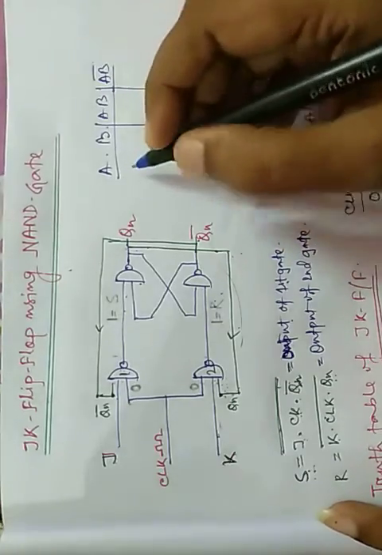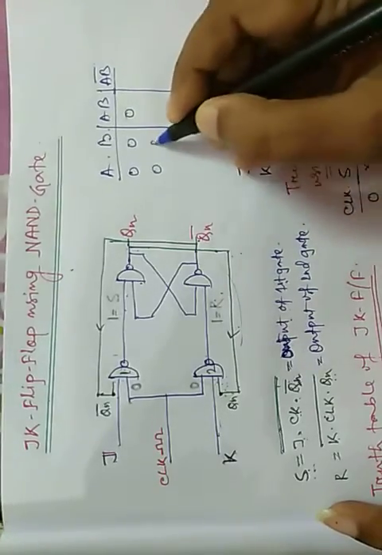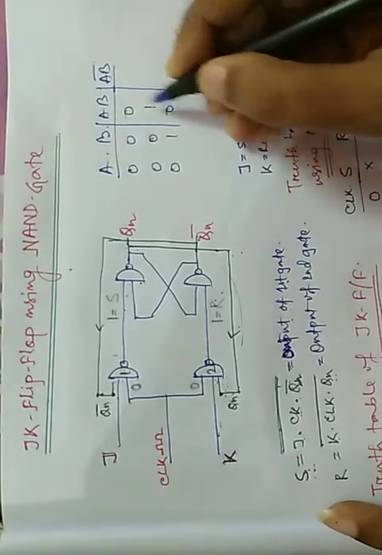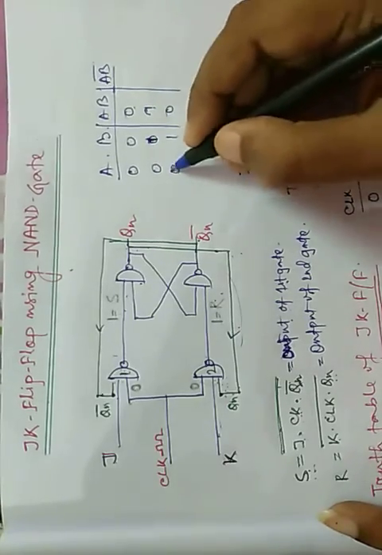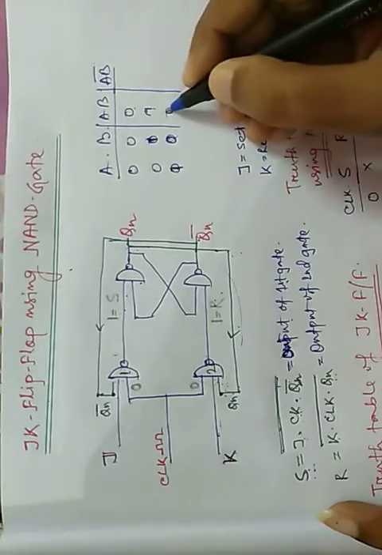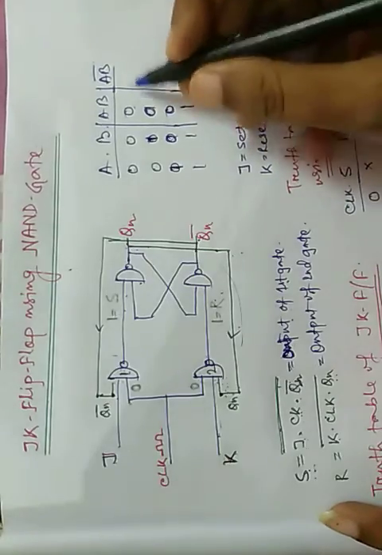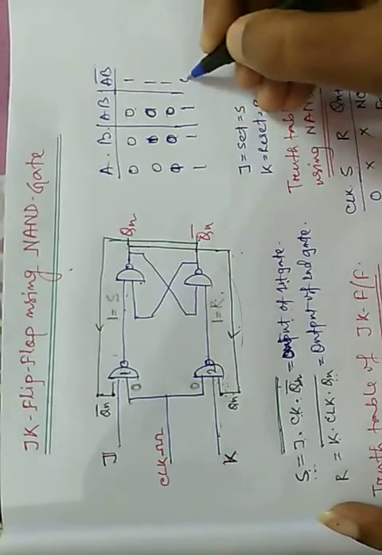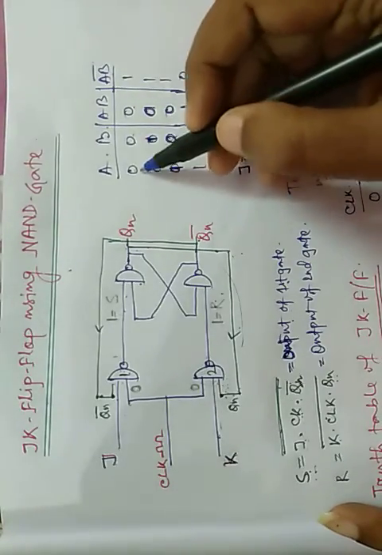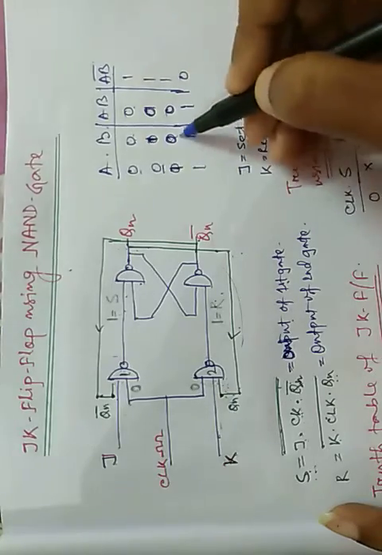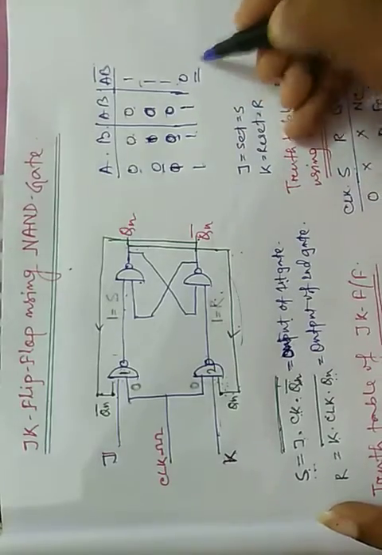For your convenience, I am writing here 0 0 0 0 0 1 0 1 0 0 0 0 0 1 0 1 0 0 1 1 1, and the AND operation is 1 1 1 0. So for a NAND gate, if one of the input signals is 0, you can see both are 0, one is 0, another is 0. One of the input signals is 0, the output is 1. When both are 1, the output is 0.